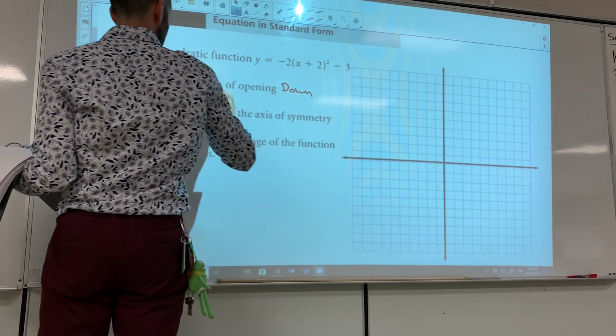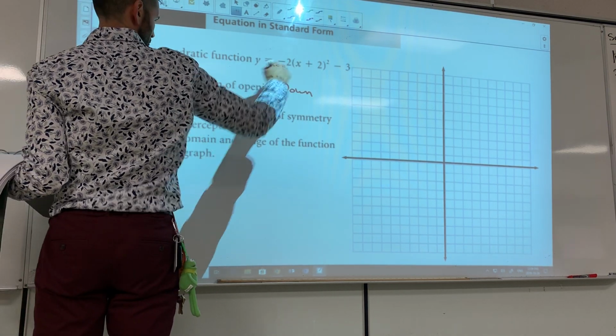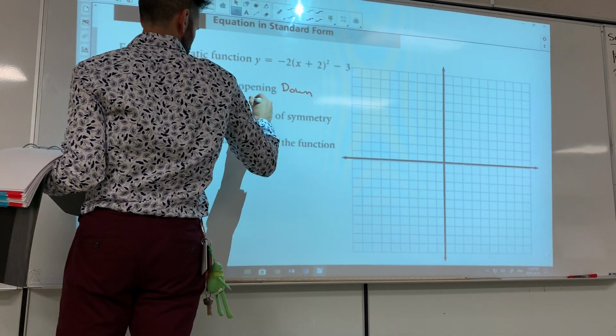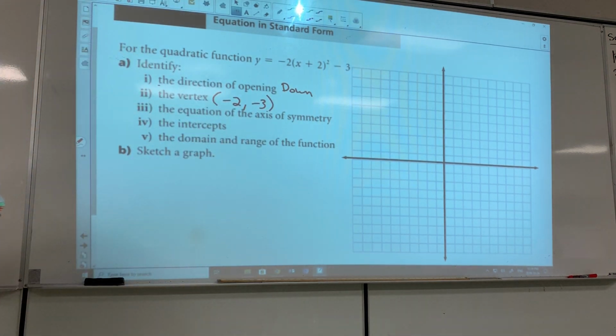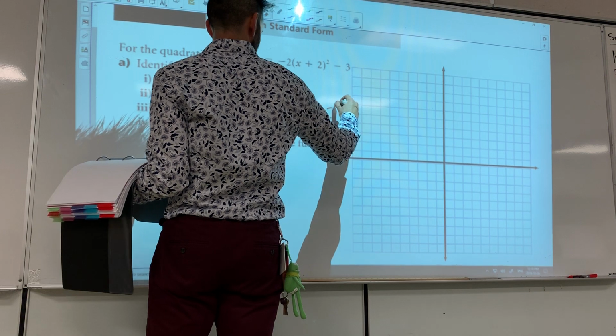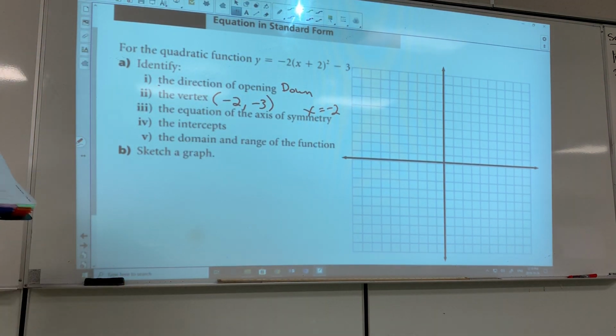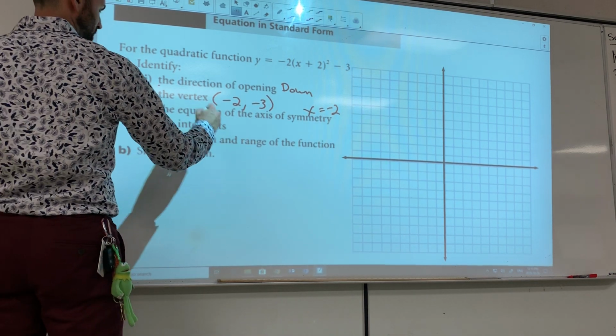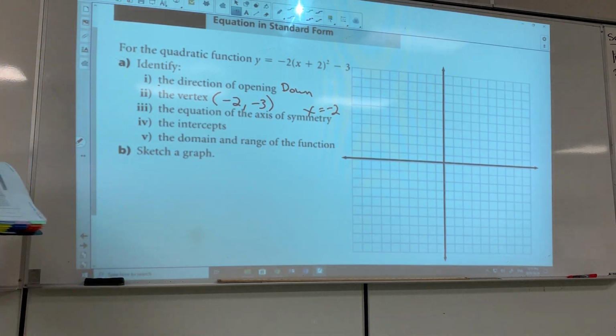The vertex, we can quickly grab that. What's the vertex? Opposite sign for the x, what you see is what you get for the y. Perfect. The equation of the axis of symmetry, well, that's always the x value of the vertex. So x equals -2. The intercepts, how do I find them? So the intercepts would be in y and x.